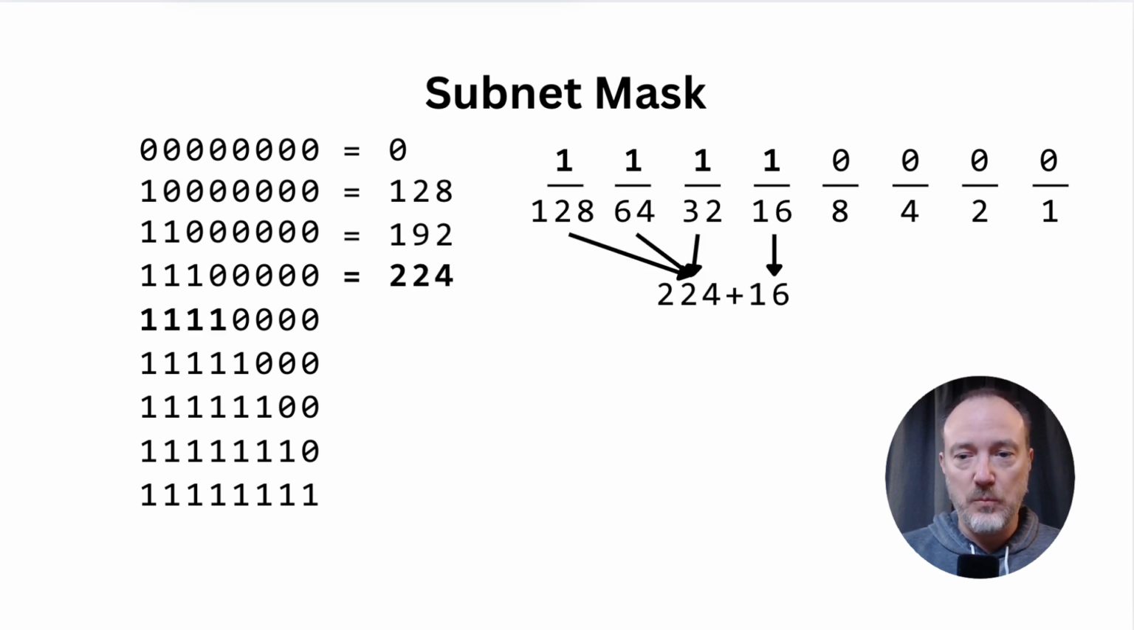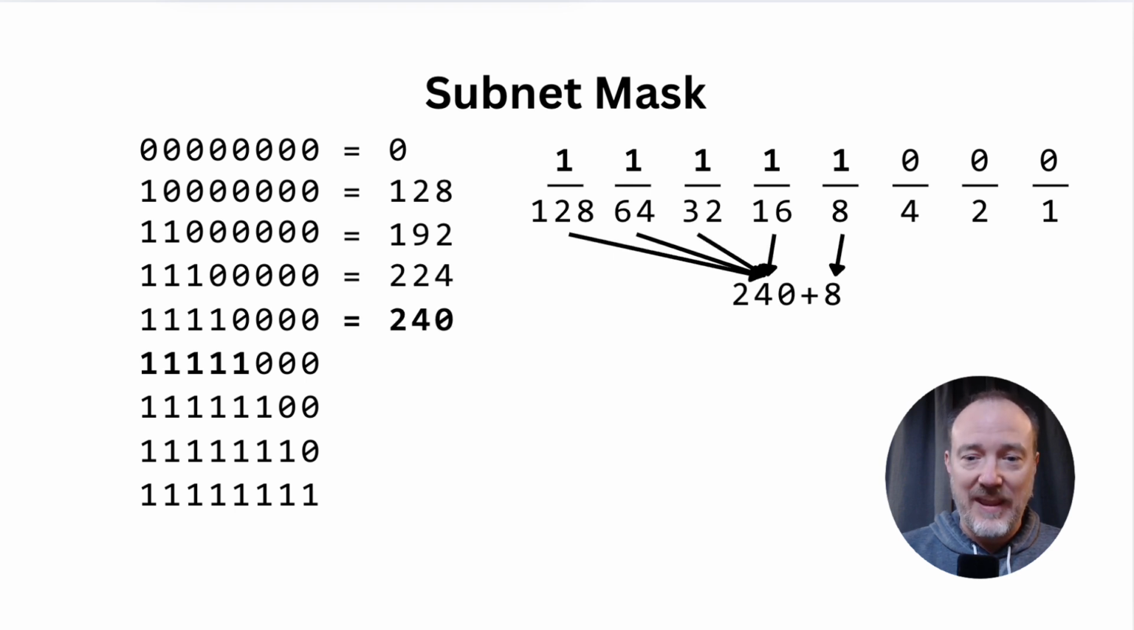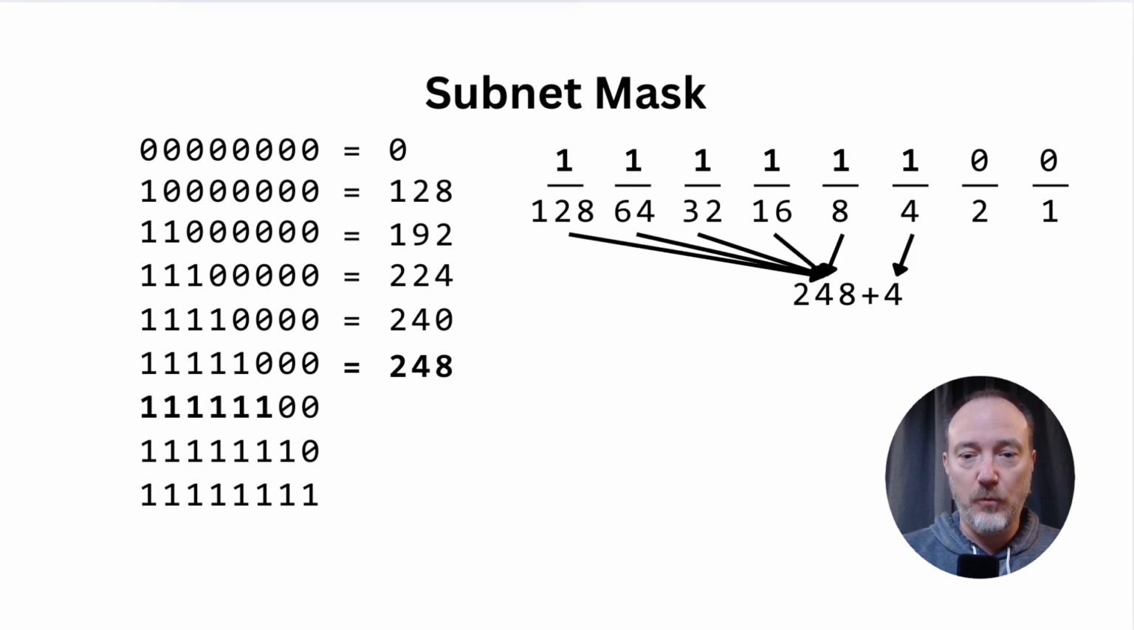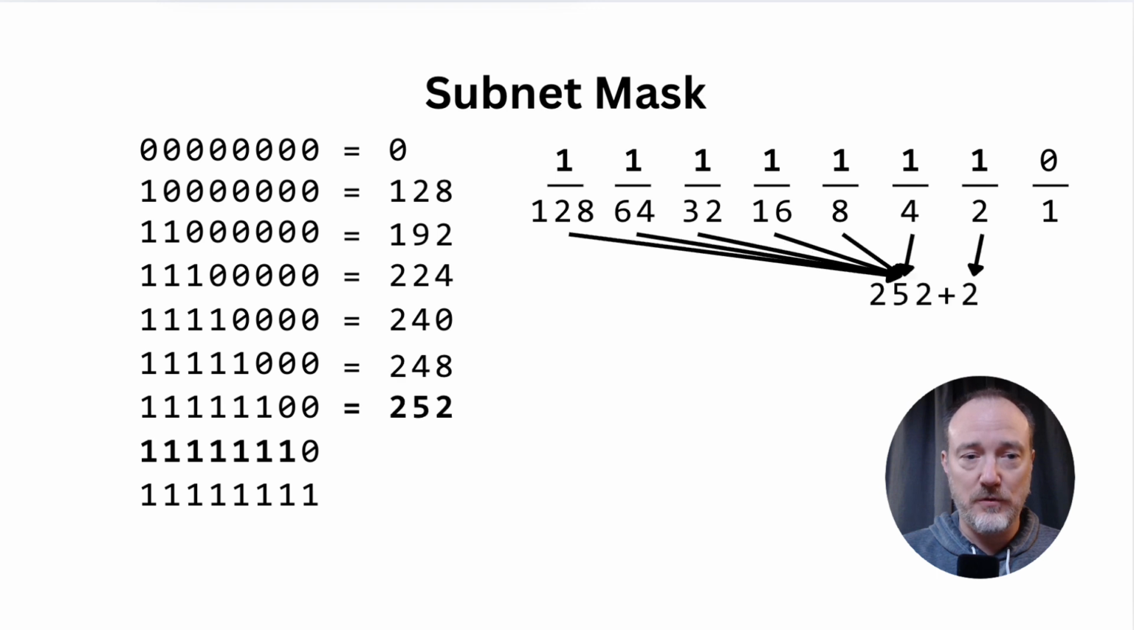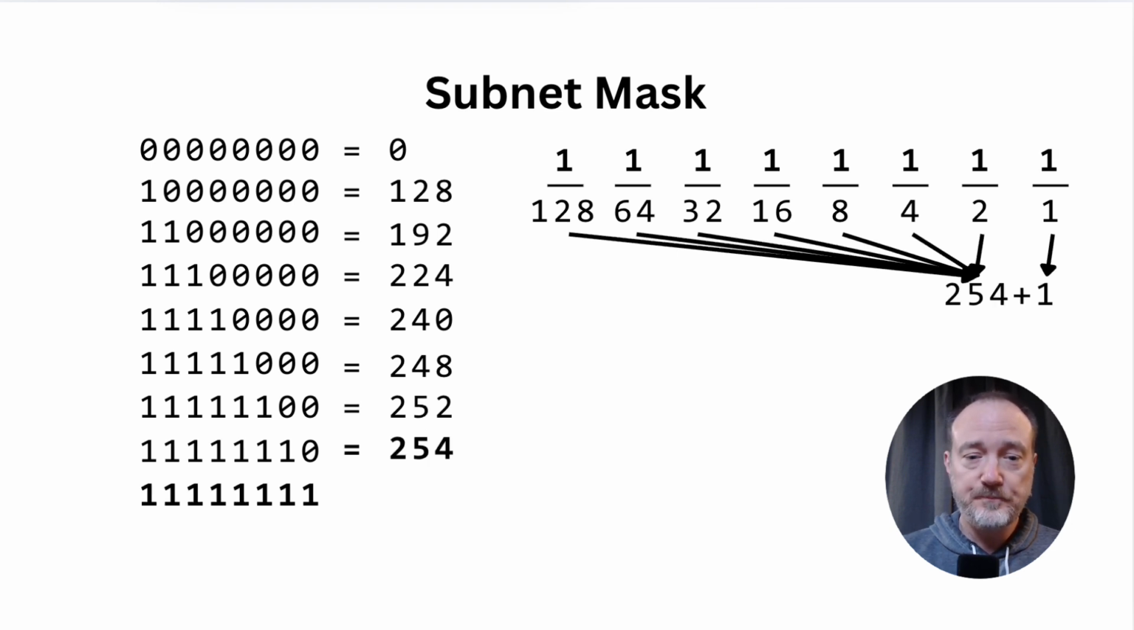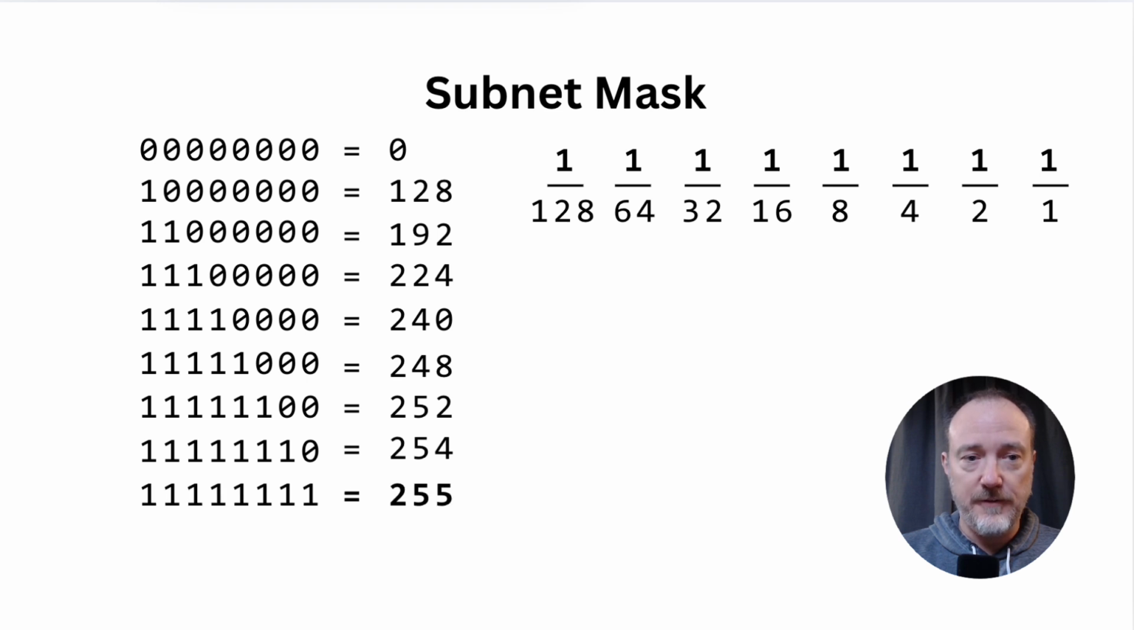The next one after that, we add 16 to that 224. We don't need to add up 128 plus 64 plus 32 because we already know that that's 224 from the previous one. So 224 plus 16 gives us 240. And then we add 8 to that. So 240 plus 8 gives us 248. And then we add 4. So 248 plus 4 is going to give us 252. And then 2 is our next place value. So 252 plus 2 is going to be 254. And finally, when we add that 1 to it, then if we have all ones in that octet, that's going to be equal to 255.